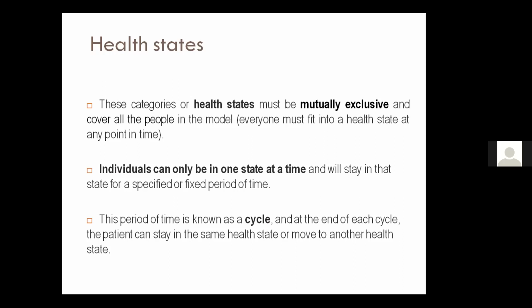And the period of time is not fixed, and the period of time is known as a cycle. And at the end of each cycle, the patient can stay in the same health state or move to another health state. For example, suppose the cycle is 1 year. So at the end of 1 year, the well people may remain well, or a certain percentage of well people may become sick, ill, and a certain percentage of well and ill may be dead.